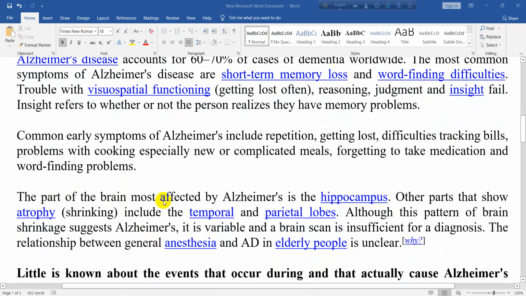The part of the brain most affected by Alzheimer's is the hippocampus. Other parts that show atrophy, or shrinking, include the temporal and parietal lobes. Although this pattern of brain shrinkage suggests Alzheimer's, it is variable, and a brain scan is insufficient for a diagnosis. The relationship between general anesthesia and AD in elderly people is unclear. Why?